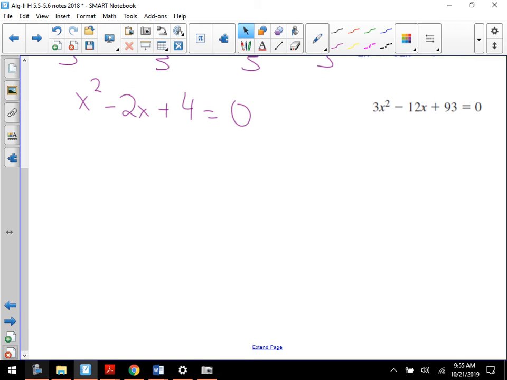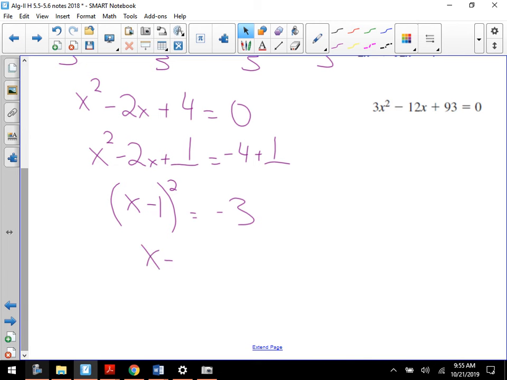Subtract the 4, okay? So when you subtract the 4, you have x squared minus 2x plus blank is negative 4 plus blank. Okay? What's half of negative 2? It's negative 1. So x minus 1. When I square negative 1, what do I get? 1. Negative 4 plus 1 is? Negative 3. Square root, we get x equals 1 plus or minus i root 3.